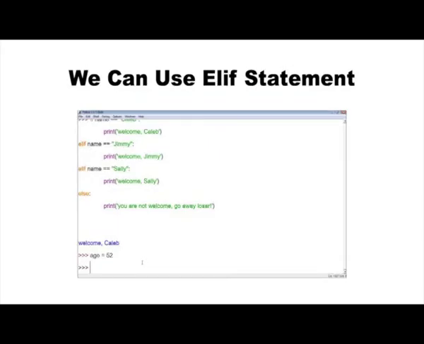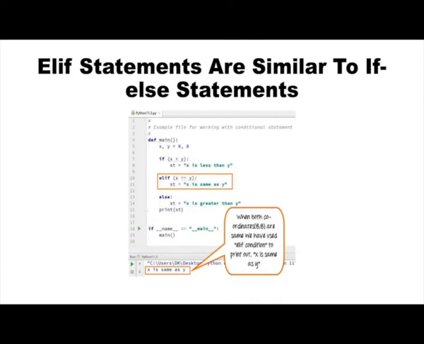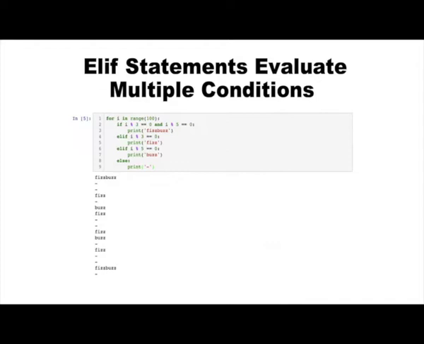To correct this error made by the else condition, we can use the elif statement. By using the elif condition, you are telling the program to print out the third condition or possibility when the other condition goes wrong or incorrect. Elif statements are similar to if else statements, but elif statements evaluate multiple conditions. Sometimes there are more than two possibilities. In that case, we can use the elif statement.